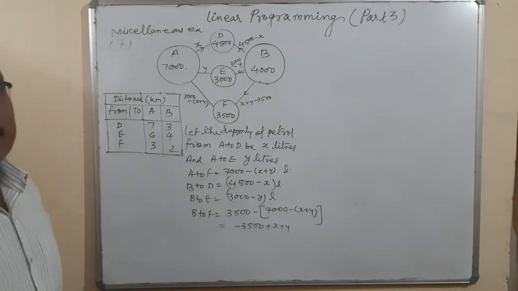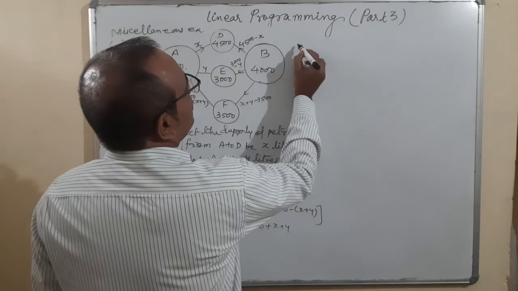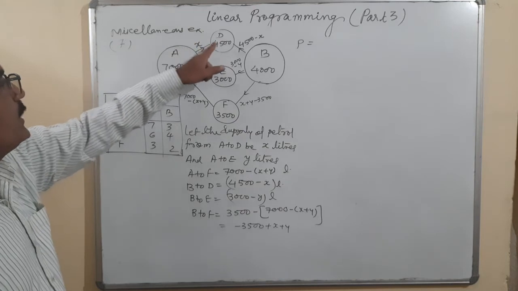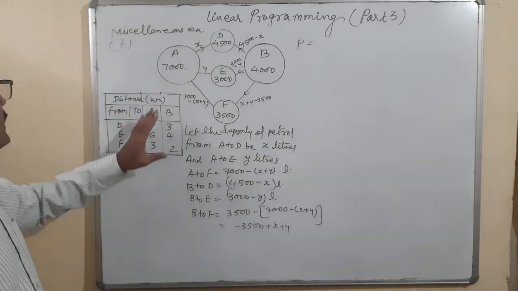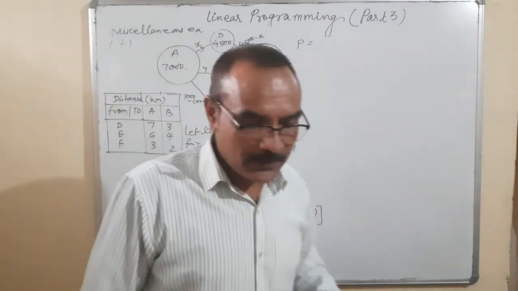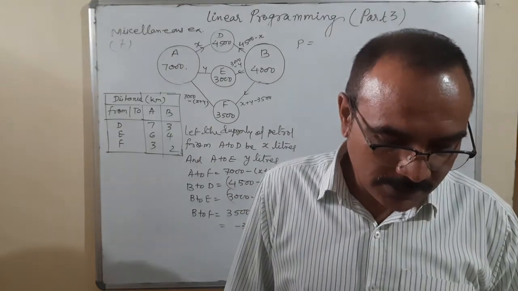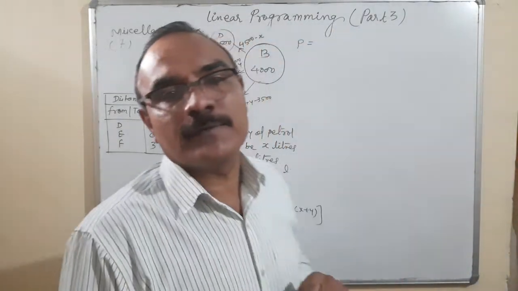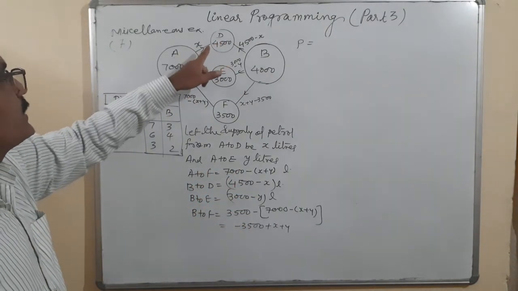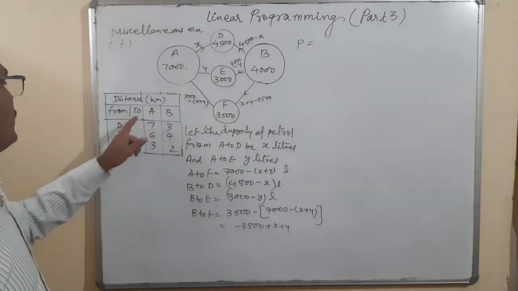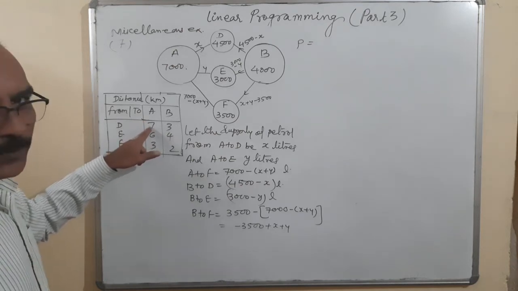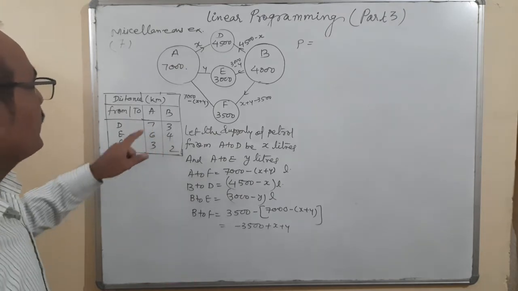Now we are writing the profit equation. So profit P is the maximum. How to make a profit equation? It is given that from A to D supplied X liter. And the distance from A to D is 7 kilometer. The transportation cost of 10 liter of oil is rupee 1. So what to write here? In the profit equation, from A to D it is X liter, and from A to D the distance is 7 kilometer, cost rupee 1 for 10.